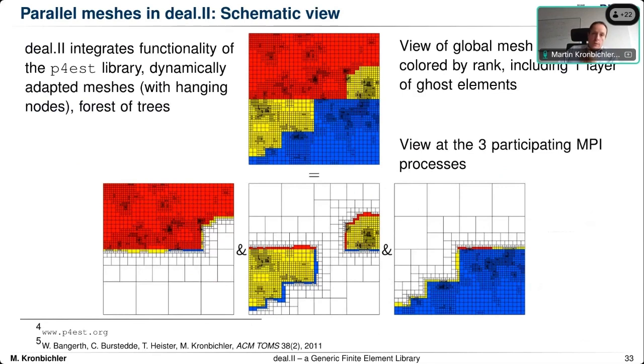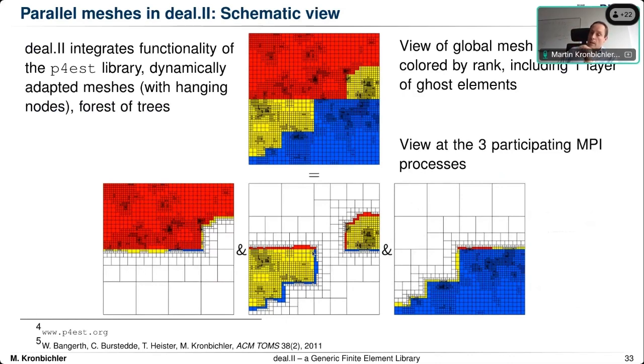Of course, we have a meshing infrastructure in deal.II, which is distributed. So this is just a picture here showing a computation on 3 processes. The upper part is how the global mesh would look and how it is partitioned between the 3 processes. And on the bottom, you see how the 3 processes actually see the mesh. And you see that, of course, they see the part that they own, but then they also have one layer of ghost elements which are owned by the neighbors, which are locally present. And then you see something white around it.